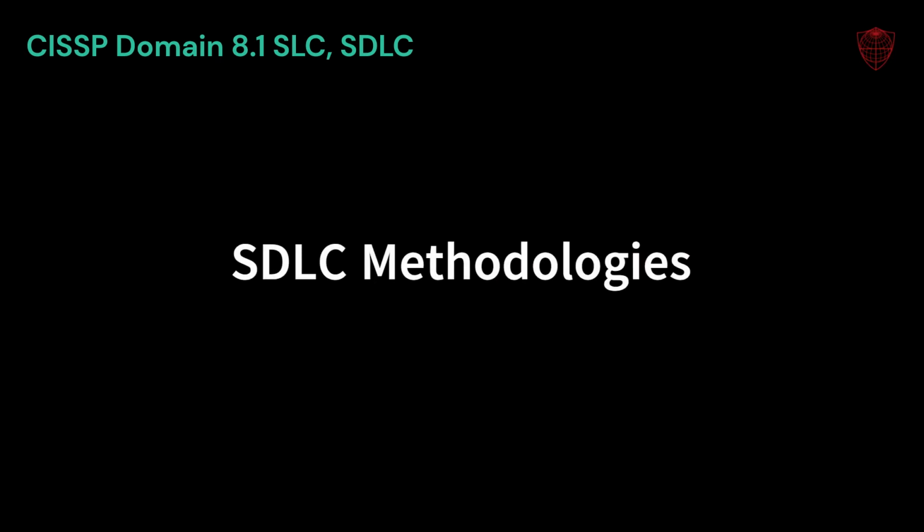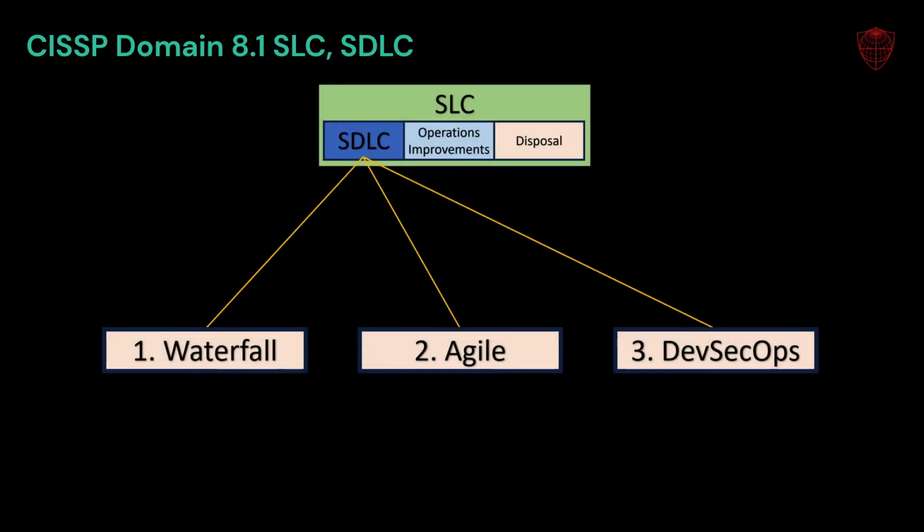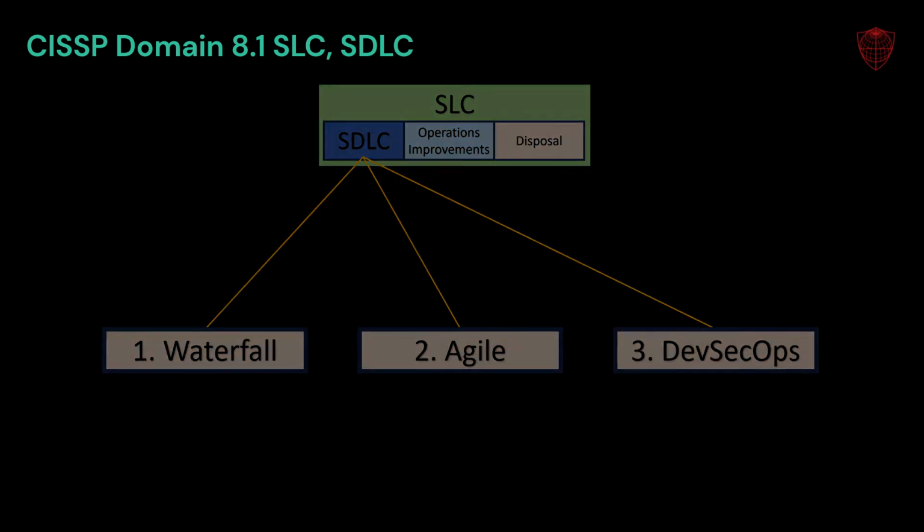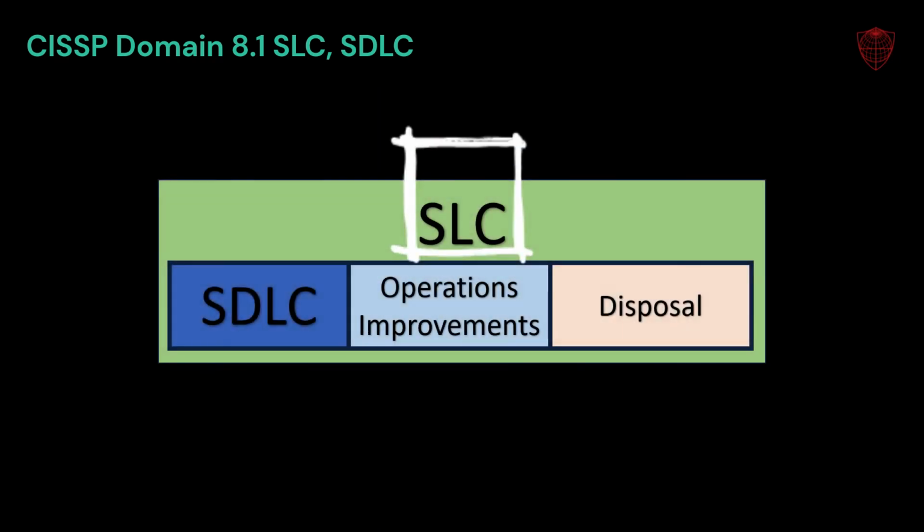SDLC methodologies. We will discuss the 3 most popular software development methodologies: 1. Waterfall. 2. Agile. 3. DevSecOps. Before getting into the methodologies of software development, let's take a closer look at System Life Cycle, or SLC, first. SLC is formed of SDLC plus maintenance and disposal. SDLC is Software Development Life Cycle.